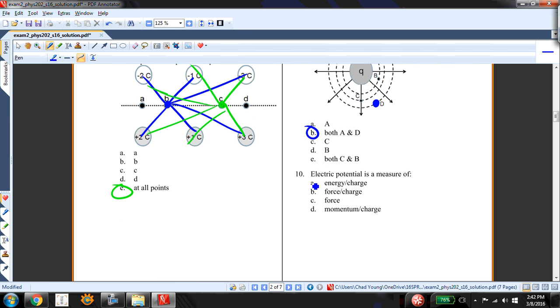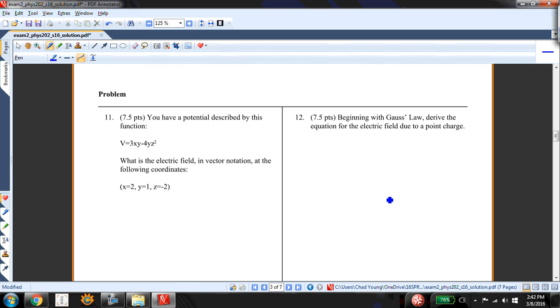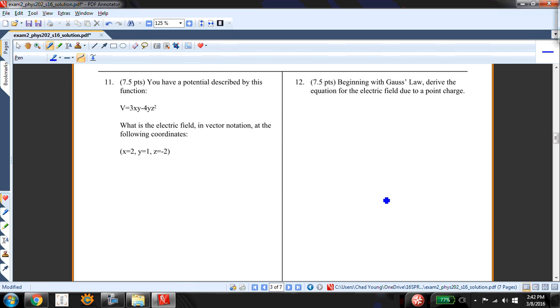And electric potential is a measure of energy per charge. This would be electric field. This would just be described by Coulomb's law, and we haven't described momentum per charge. All right, you have potential described by this function. What is the electric field in vector notation? So remember, in general, my electric field is negative del V del s.